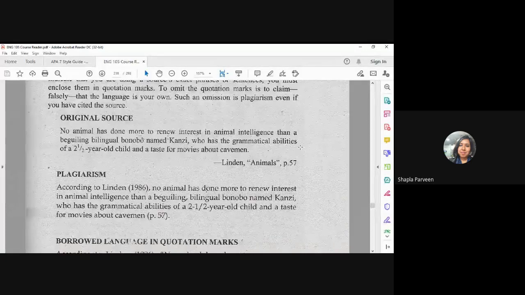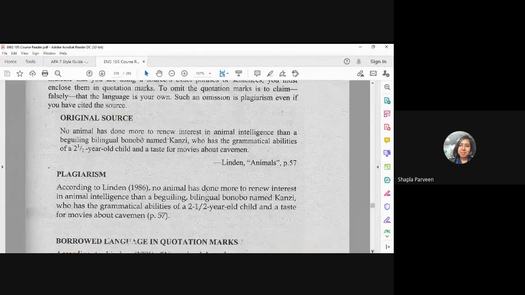Why is it plagiarized? Okay, so the original source here is taken from an article named Animals. On page 57, the writer is Linden, that's the last name of the author. So the original source says, no animal has done more to renew interest in animal intelligence than a beguiling bilingual bonobo named Kanzi, who has the grammatical abilities of a 2.5-year-old child and a taste for movies about cavemen. That's the original source.